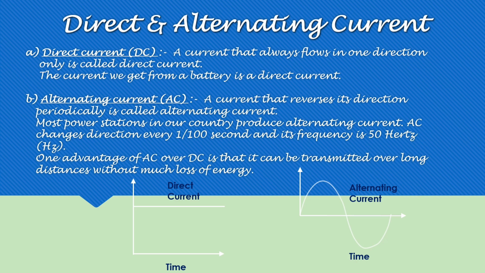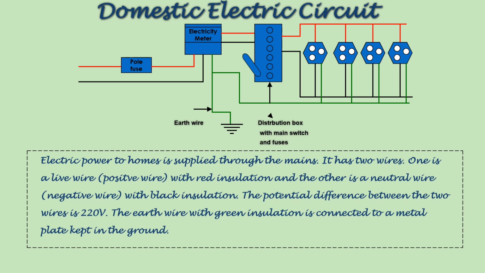So, domestic electric circuit: electric power to homes is supplied through the mains, and this is the distribution box with main switch and fuses. Here the earth wire has a green insulation. It is connected to the metal plate kept inside the ground. This earth wire is mainly used as a safety measure, particularly for devices that have a metallic body. It may be a refrigerator, toaster or electric press, anything. The metallic body connected to the earth wire provides a low resistance conducting path for the current. So this helps us not to get severe electric shocks.